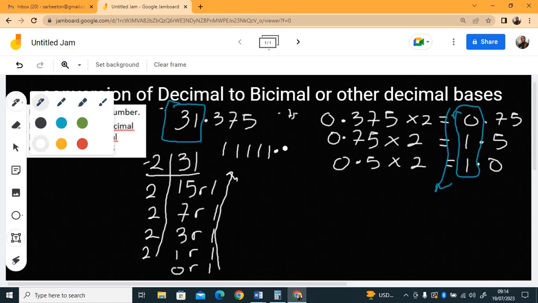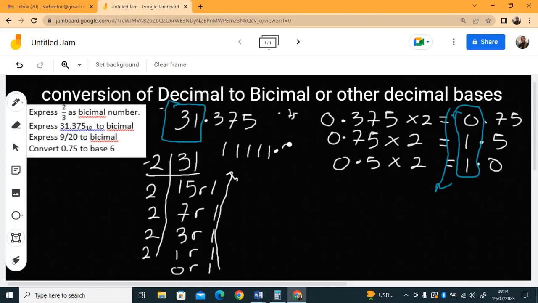So you now have what? It will be 0.1 1. That will be what? 0.1 1 base 2. That is it. You can see how beautiful it is. So that is the final answer.